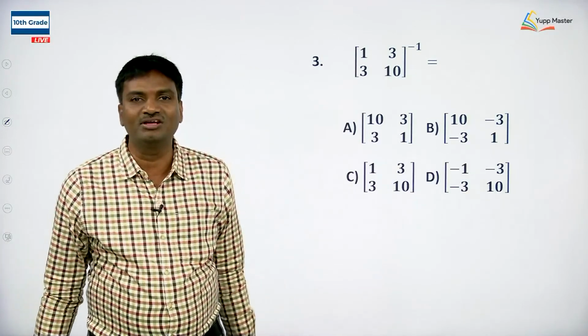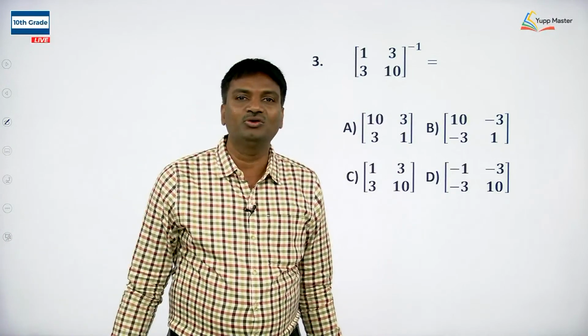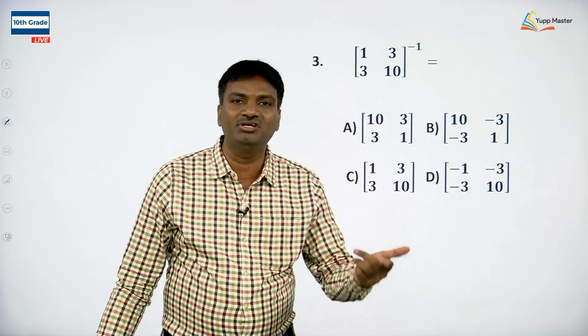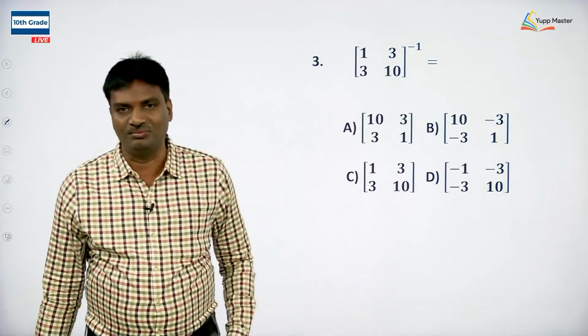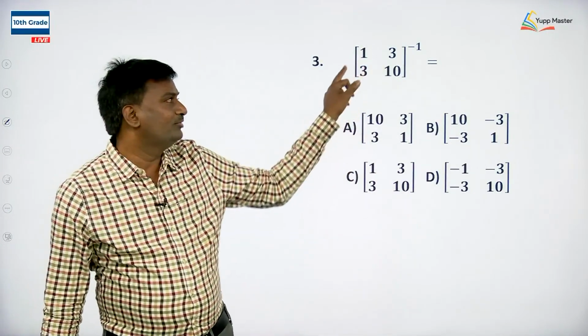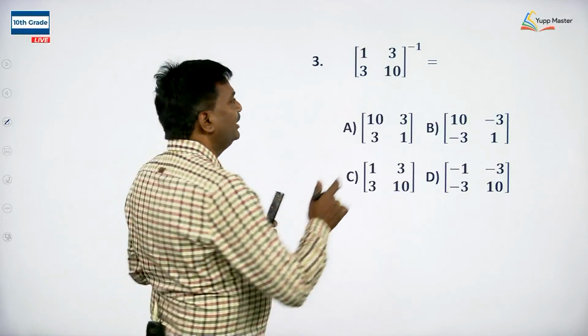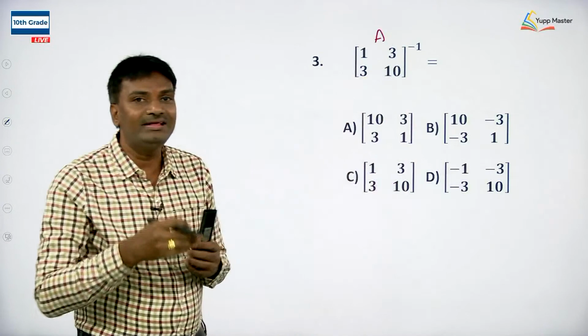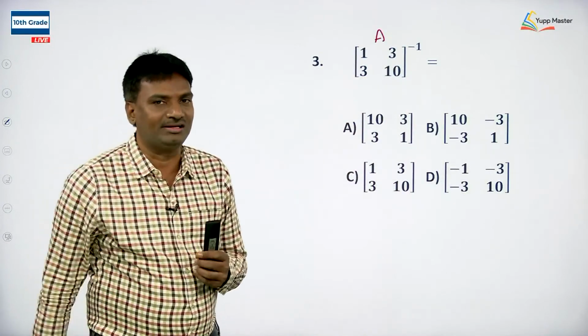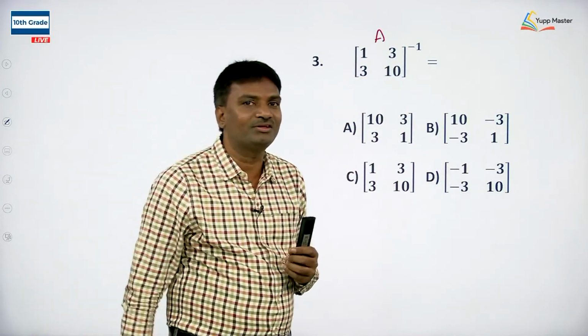But for a 2 cross 2 matrix, we know if A equal to [a, b; c, d], then A inverse equal to 1 by (ad minus bc) into [d, minus b; minus c, a]. Simple. So, we have to find the inverse of this matrix. If we suppose that this matrix is A, now we have to find A inverse. Here we know one shortcut trick, but that is for a 2 cross 2 matrix only.